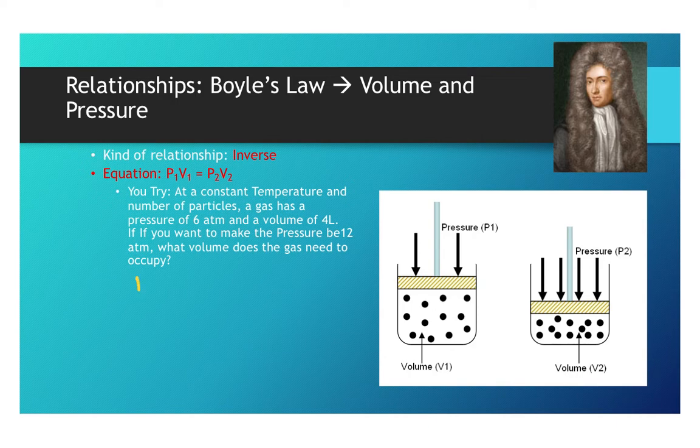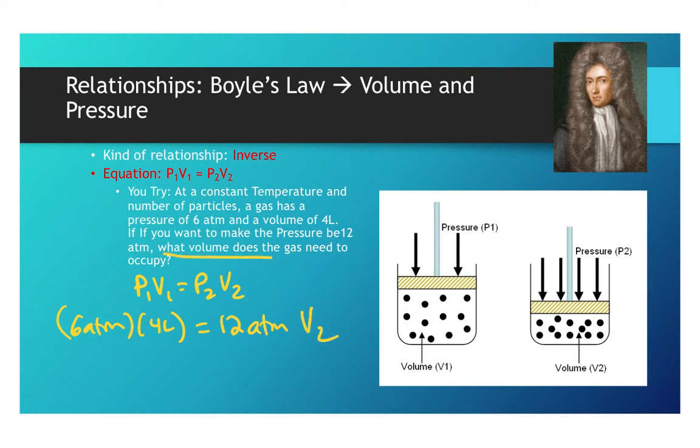All right, so again, P1V1 equals P2V2. The first pressure is 6 atmospheres, and that goes with a volume of 4 liters. And it says we want to create a new pressure of 12 atmospheres, and they want to know what the volume is. So that's got to be V2. So just like on the previous one, to solve for V2, we're going to need to divide both sides by 12 atmospheres. Cancels on this side, and we end up with V2 equals 2 liters.